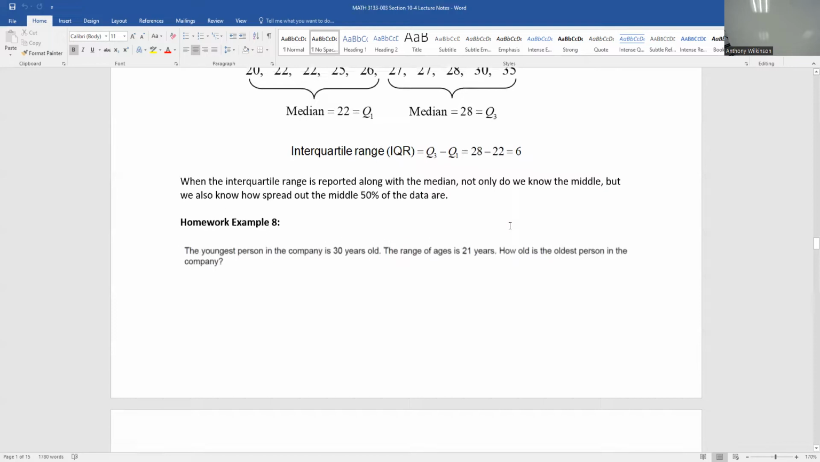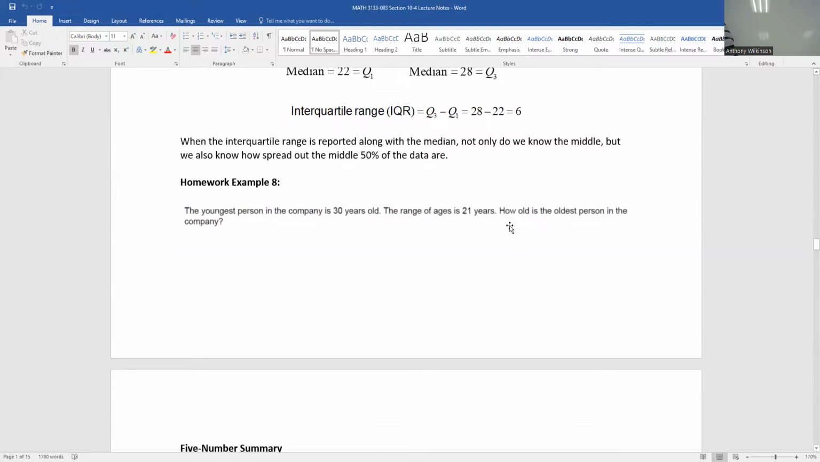Now, let's take a look at this example here, example 8. This just deals with finding the range. Well, actually, we have to use the way of finding the range of values here to answer this question. The youngest person in the company is 30 years old. The range of ages is 21 years. How old is the oldest person in the company?